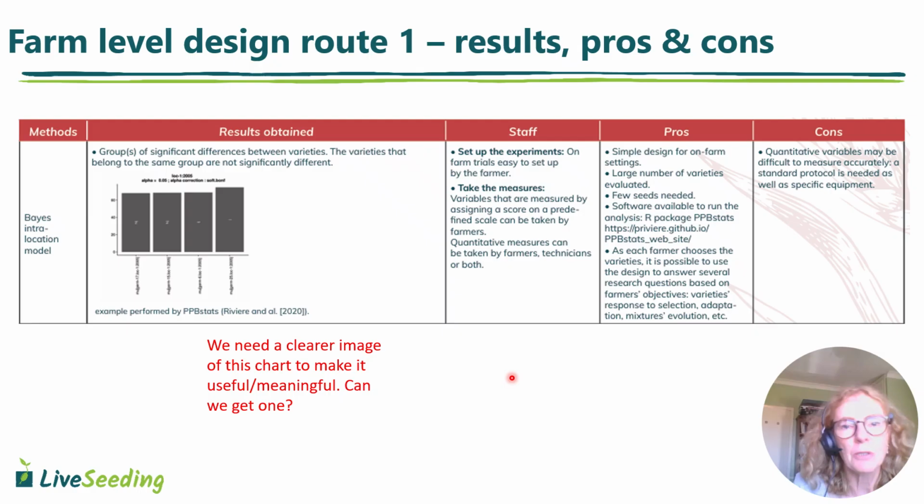Talking here about some of the pros and cons. First of all, they don't really say pros or cons, but just stating that the setup is probably fairly easy for the farmer. If the farmer is provided with a plan, they can follow it. In the UK we normally do this sort of thing with strips of wheat in fields, so fairly straightforward to set up, not too complicated. And they might be able to take the measurements as well. But also you might want researchers, technicians to go out and take them. So the pros are listed there. That's some of the benefits. Fairly simple. Lots of varieties can be evaluated, few seeds, etc.